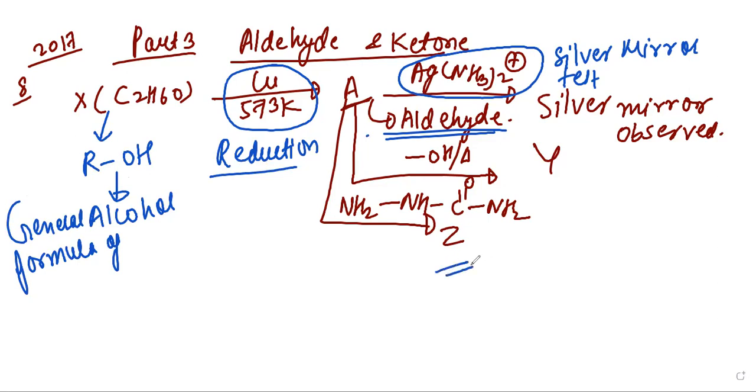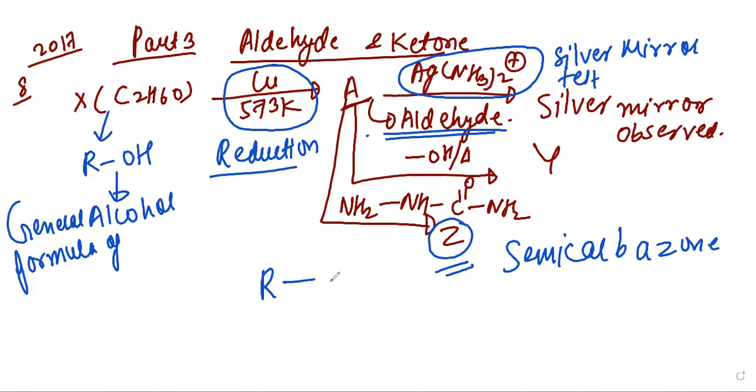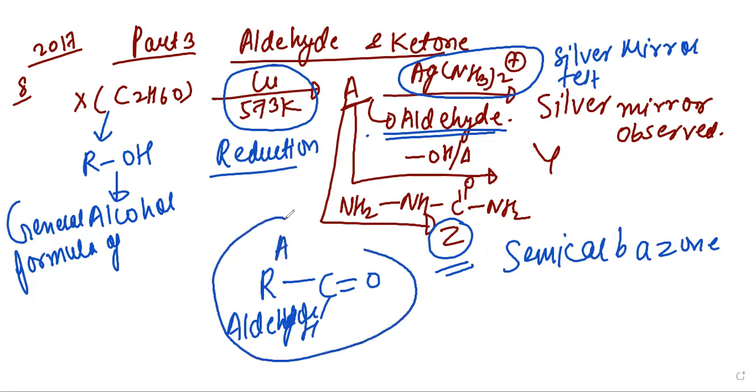And Z should be a semicarbazone. I will write the general formula for when it produces Z. So Z is called a semicarbazone. How does it happen? The general formula for an aldehyde is RC=OH. This whole part is A.